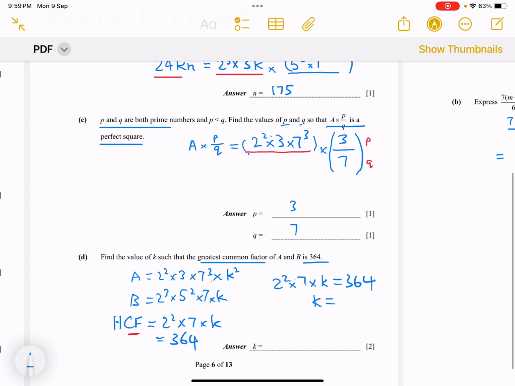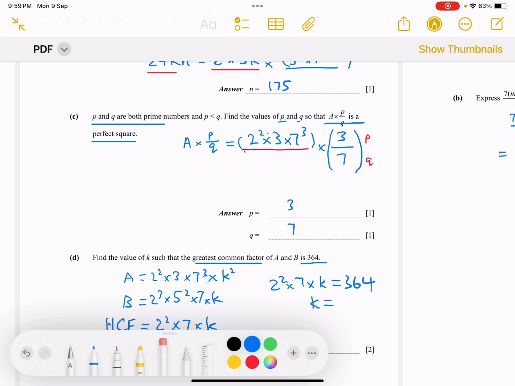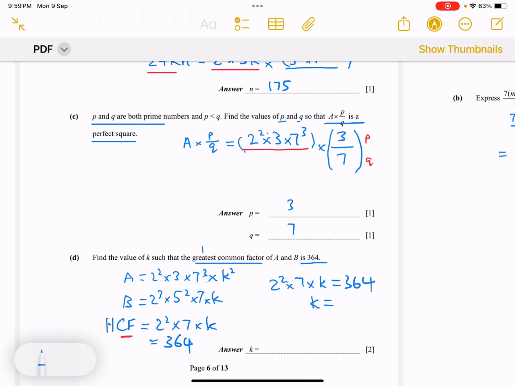Right, next, find the value of K such that the greatest common factor, or highest common factor, of A and B is 364. Now, the highest common factor is smaller, so we are finding a number that is smaller than A and B and also common to A and B. And that number is 364.